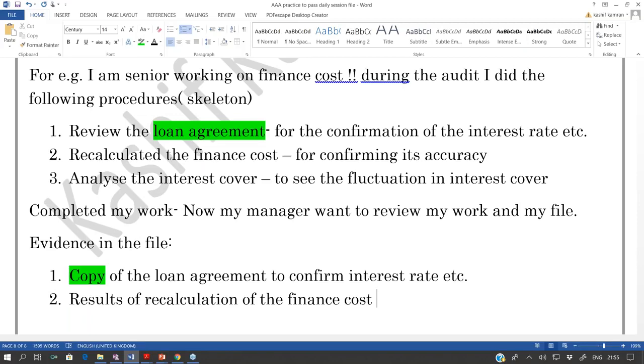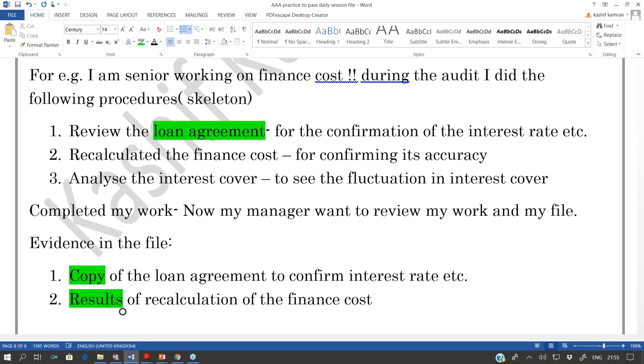Right, that is the jargon the examiner used, so we need to stick to that. Results of recalculation. So anything which the auditor does himself is the results. We just need to stick to what you're seeing on the screen, right?